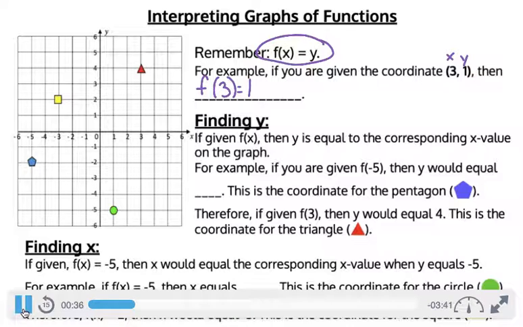So say, for instance, you're given a graph like the one that we have pictured on the left. If you are given f of x, then y is a corresponding y value on the graph. This should say y value. That's a typo. Go ahead and fix that.